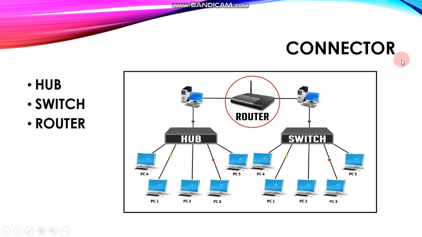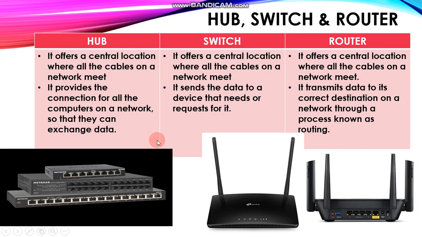Next requirement is the connector. We have three types of connectors: hub, switch, and router. Rather than learning them individually, let us go through the differences. I have made three columns for hub, switch, and router. The purpose of these connectors is the same: it offers a central location where all the cables on a network meet.